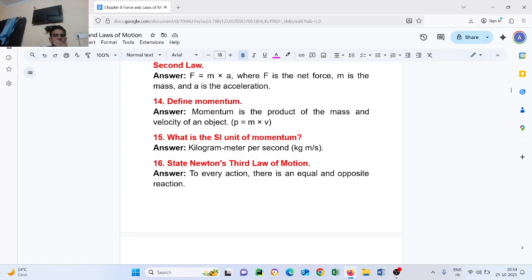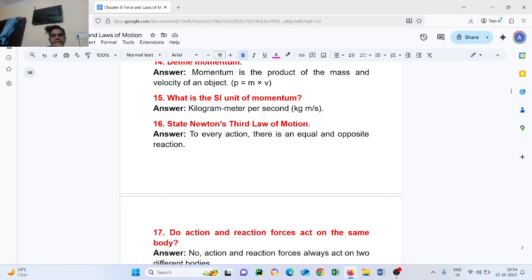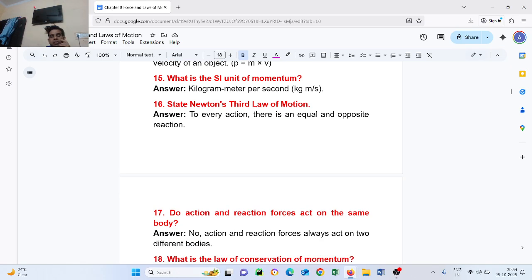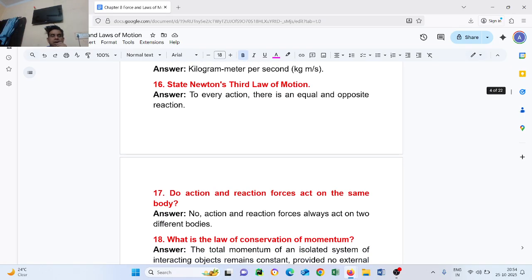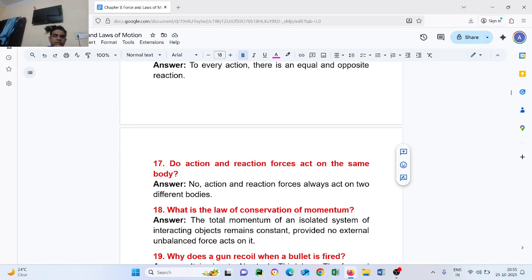Kilogram meter per second. What is the SI unit of momentum? SI unit of momentum is kilogram meter per second. Question number 6. State Newton's third law of motion. To every action there is an equal and opposite reaction. Question number 17. Do action and reaction force act on the same body? No. Action and reaction force always act on two different bodies.